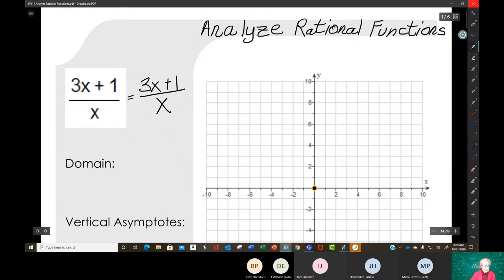So let's talk about this. This is the numerator. And this is the denominator. It's a fraction, but kind of an ugly fraction, an algebraic fraction. And like everything else algebraic, we have to analyze it.